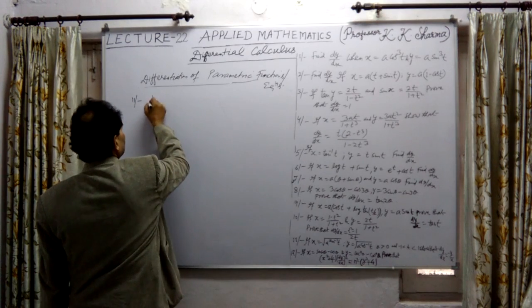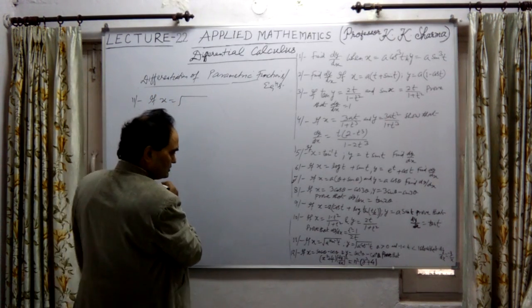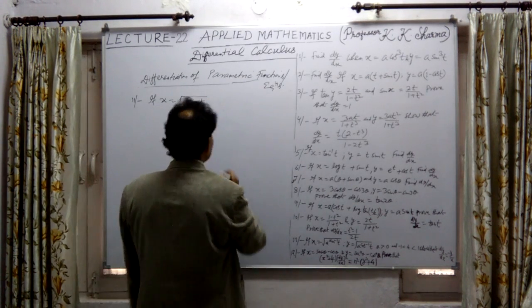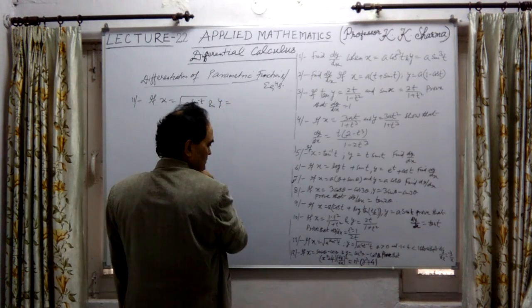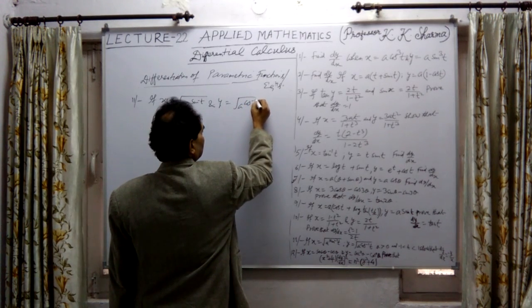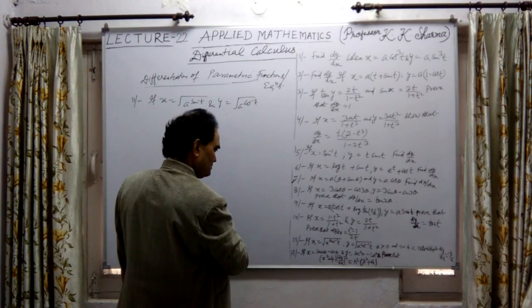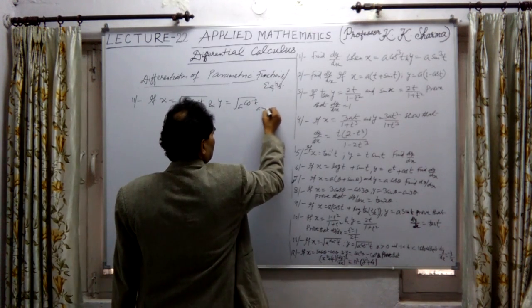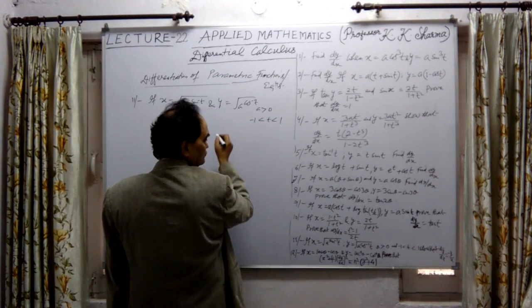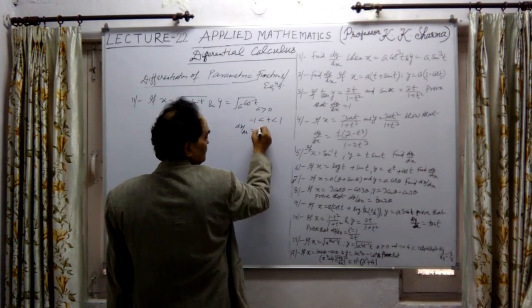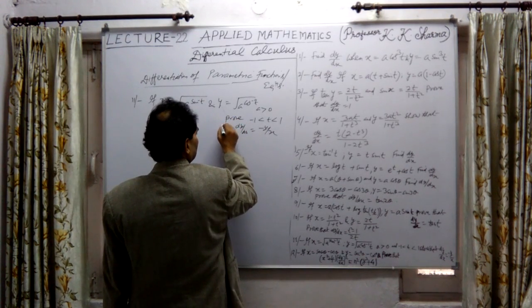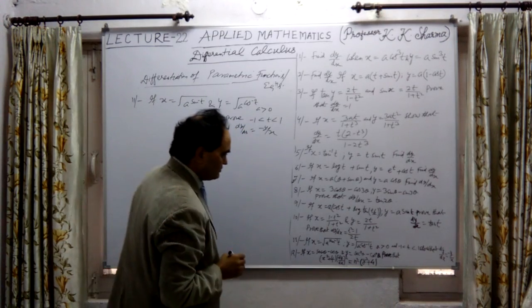Here if x is under root a to the power sine inverse t, and y is under root a to the power cos inverse t, where a is greater than 0 and minus 1 less than t less than 1, and so that dy by dx is equal to minus y upon x. This we have to prove. Prove that dy by dx is minus y upon x.